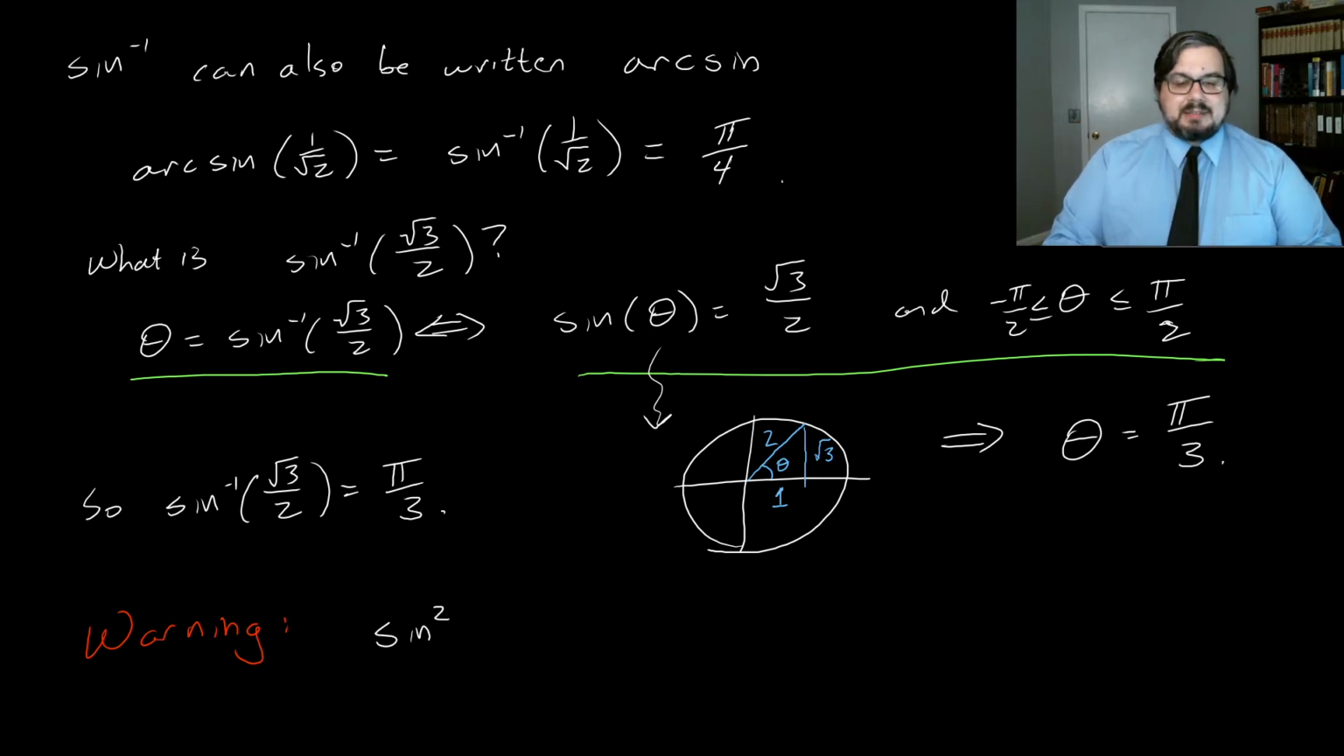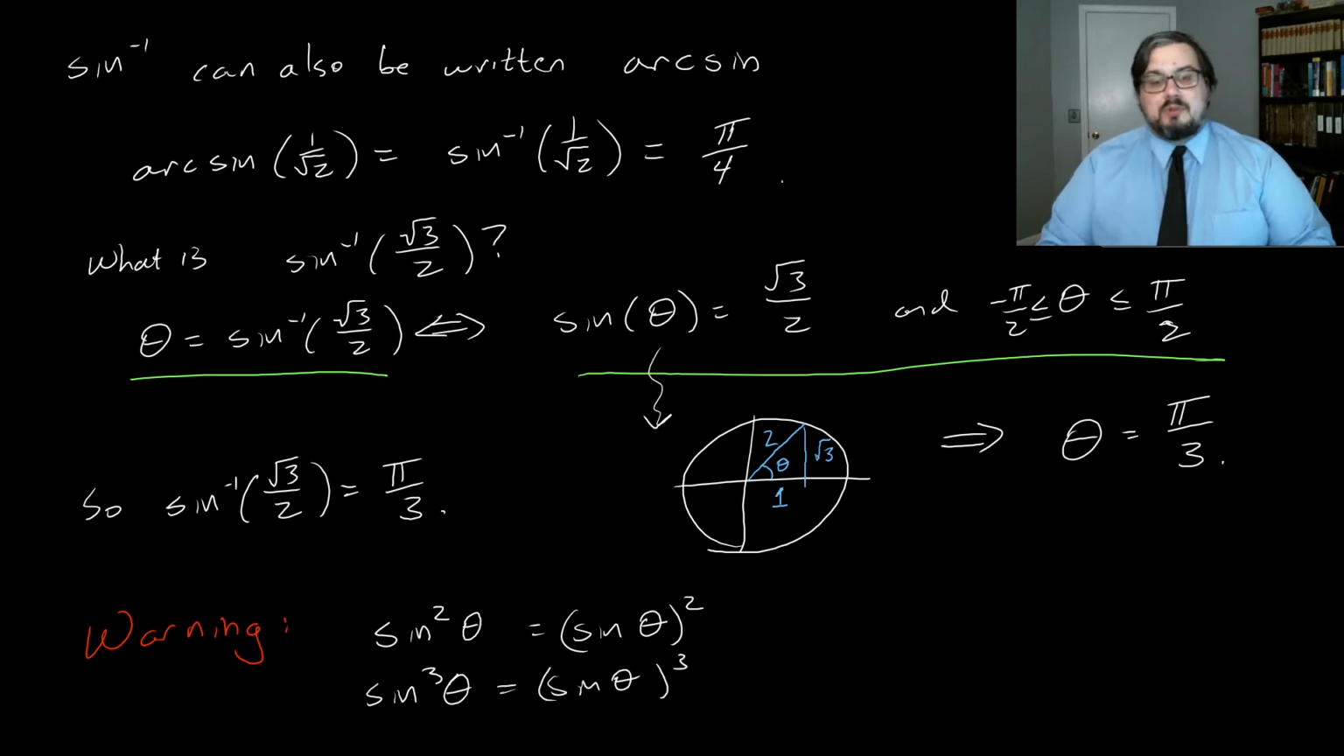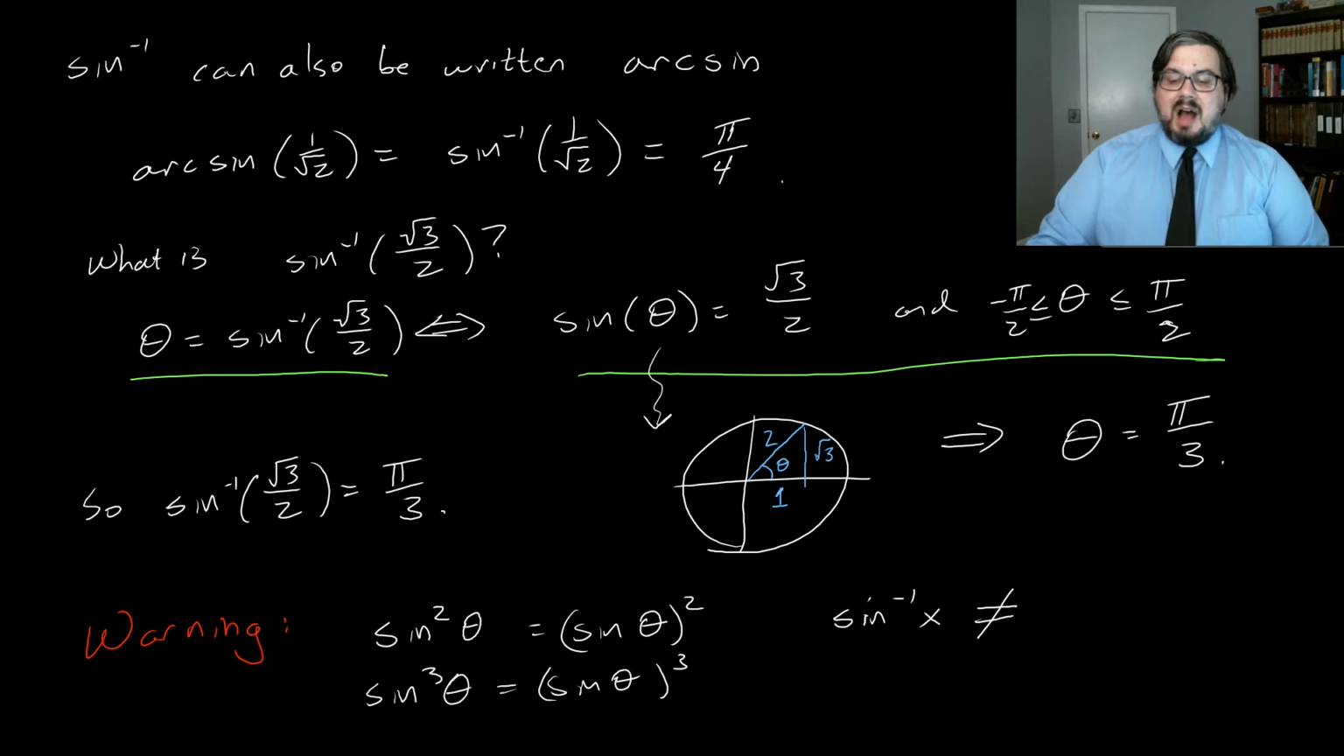We have the following notation. We have that sine squared of theta, for instance, is equal to sine theta squared. We have that sine cubed theta is equal to sine theta cubed, and so forth. And this notation is convenient. It simplifies the expressions and makes things cleaner on the page. However, if we write sine with -1 up above, this is not the same as sine x to the -1.